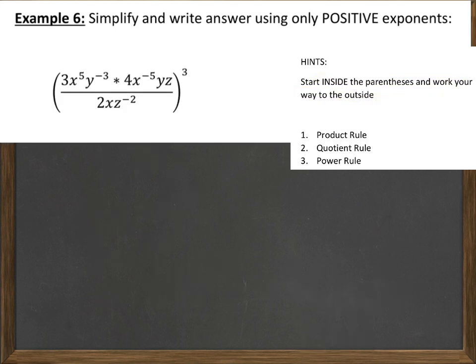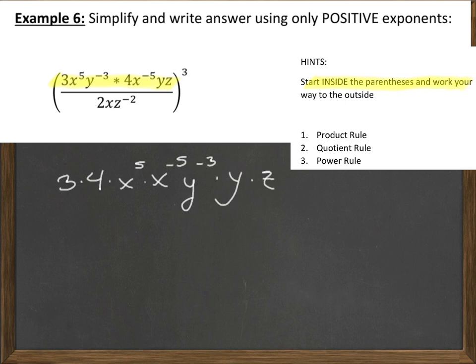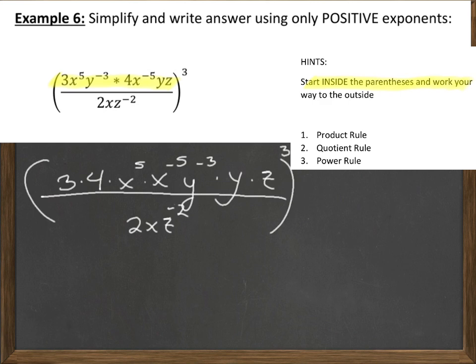All right, how about this one? At this point, we've done a ton of examples, so hopefully you are pausing the video, working on the examples by yourself, and then unpausing to see if you are correct. Remember my suggestion: I strongly urge you to start from the inside out. So I'm going to start in the numerator, and I'm going to rearrange my terms. I have 3 times 4 times x to the 5th times x to the negative 5th times y to the negative 3rd times y times z. Again, it takes a little bit of extra time, but it saves me from accidentally forgetting part of my problem, so I'm still writing down the whole thing.